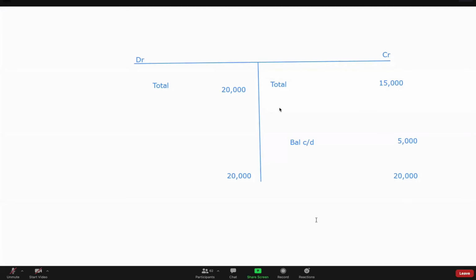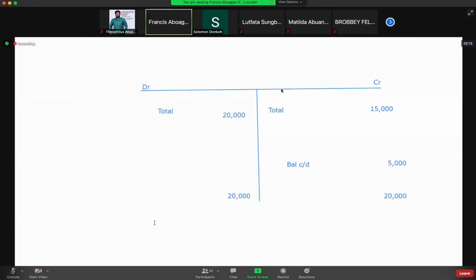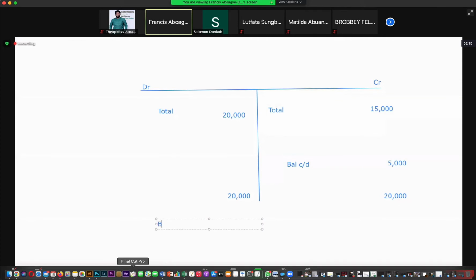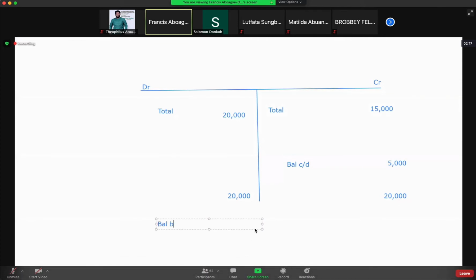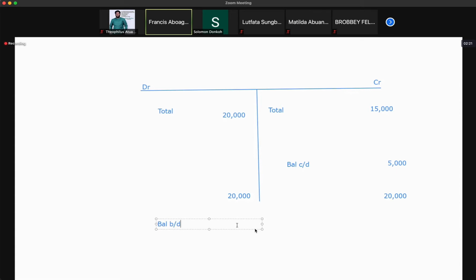Now, the balance carried down, when you move to the next period, is going to be balance brought down. And that will be 5,000. Okay, so that's how to balance up an account.